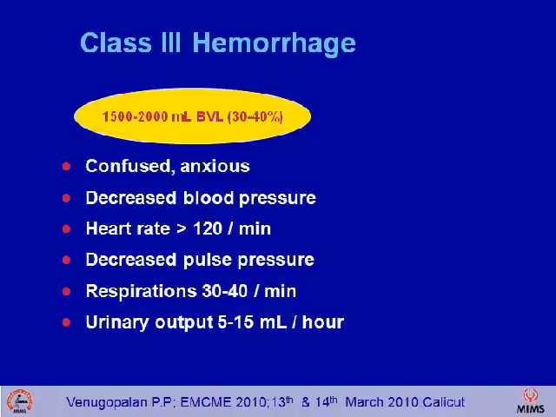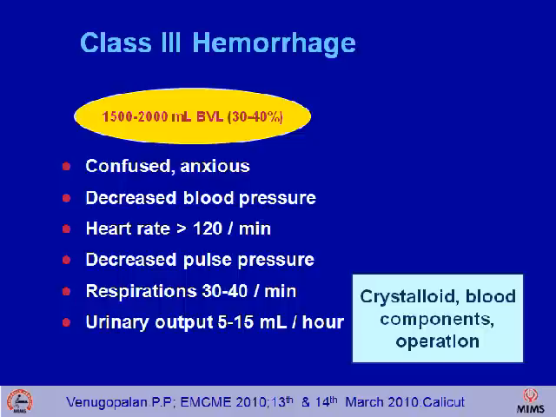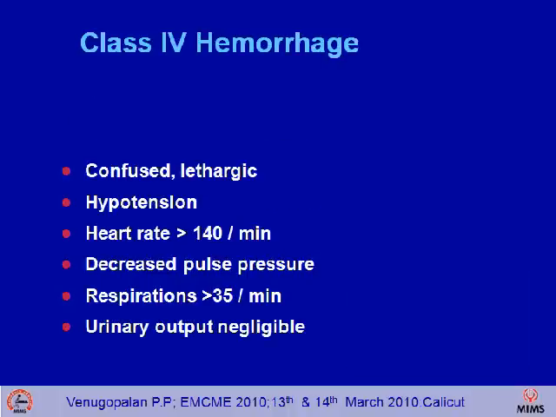In class 3 hemorrhage, where the blood loss is much more, 1500 to 2000 ml, or 30 to 40% of the blood volume, patients will present in a confused or anxious state, where the blood pressure begins to decrease and the heart rate begins to increase above 120 per minute with a decreased pulse pressure, higher respiratory rate and lower urine output. The treatment modalities include crystalloids, blood and blood components, and may require surgical interventions for controlling the bleeding.